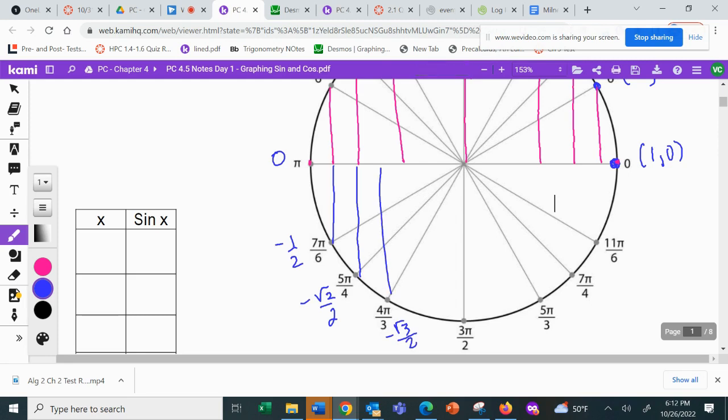That didn't even line up whatsoever, sorry. We're going down to get there. And then this one would be negative 1. Then we start to go back up again, square root of 3 over 2, square root of 2 over 2, then negative a half, and finally we are at 0 again. And then we can just keep going around and around.